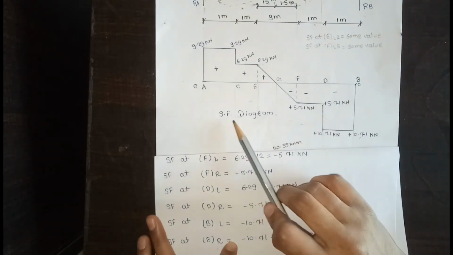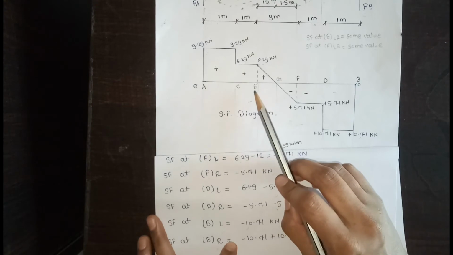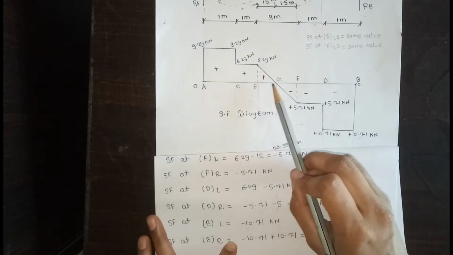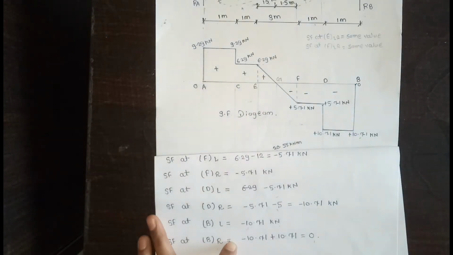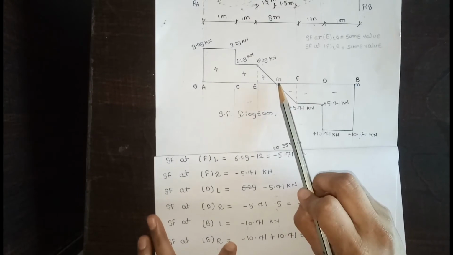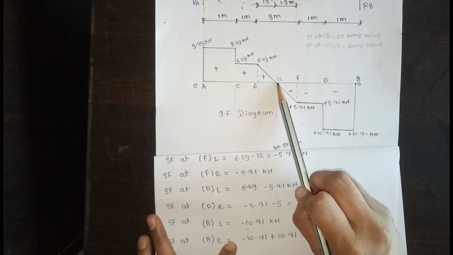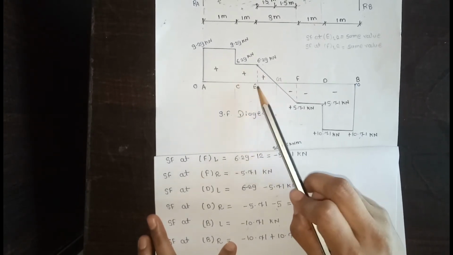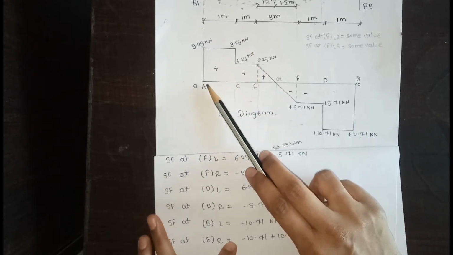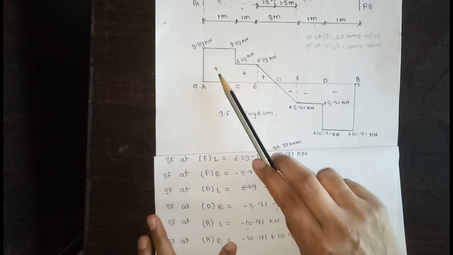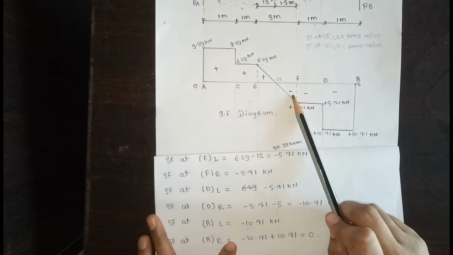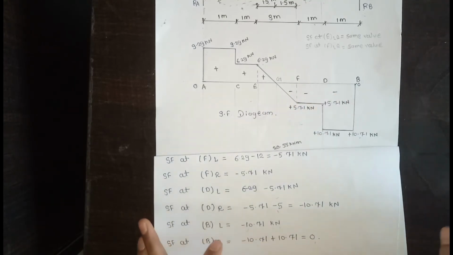So this is the shear force diagram. Where SF changes from positive to negative, that is known as the zero shear force. This is the similar triangle. Above values, all positive, are located at the positive sign. Below values, negative, are located in the negative direction.